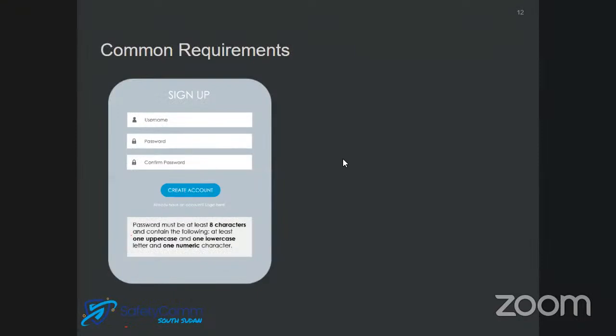A password must contain at least 8 characters. That is the minimum. If you're very lazy, you can't keep a lot of letters. And at least one uppercase, one lowercase, and one numeric character. There are a lot of numbers on the keyboard, both on the phone and the laptop or computer, and there are like 32 or 36 symbols. So just combine letters with at least capitalization.